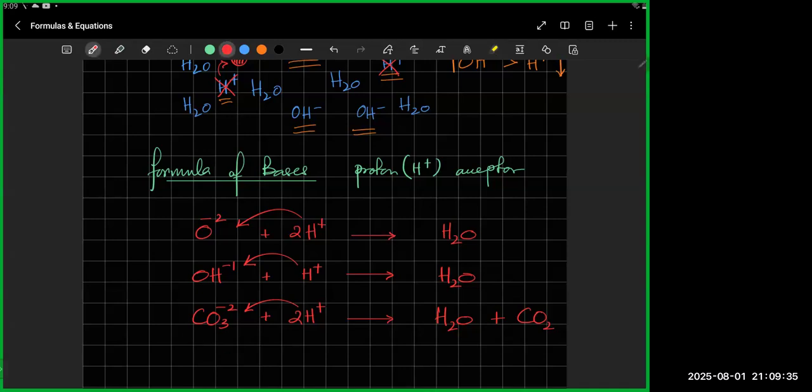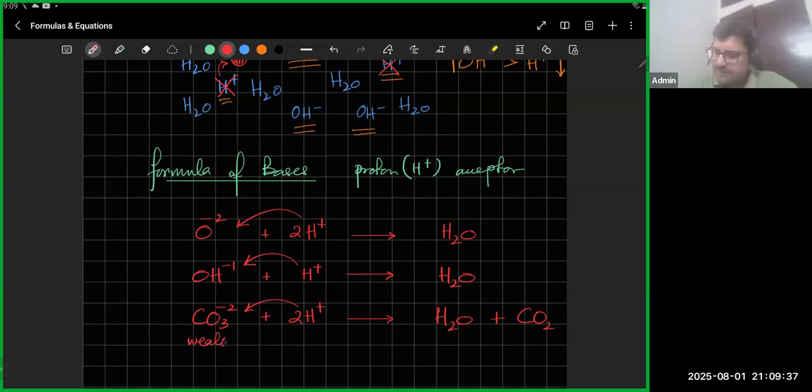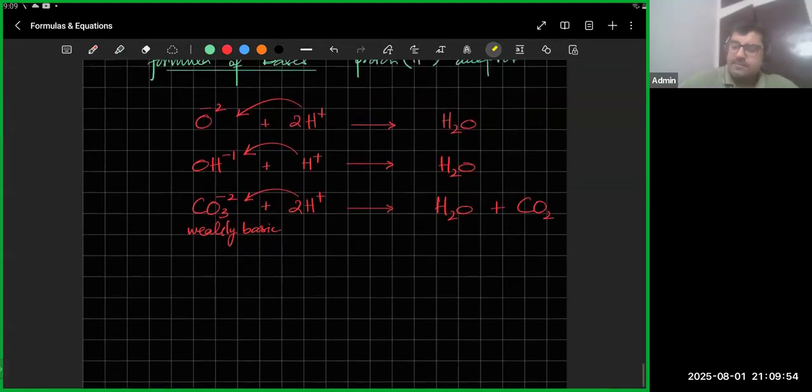Yes, sir. And I'll write this down. It's weakly basic. I mean, that just means that it wants to do that, but it's not very strongly attracting. Okay, the other two are really strong bases. So this one works only a little. Then the fourth base.